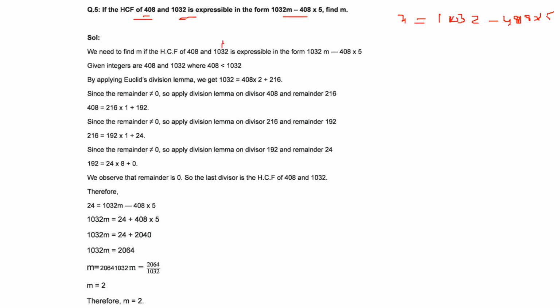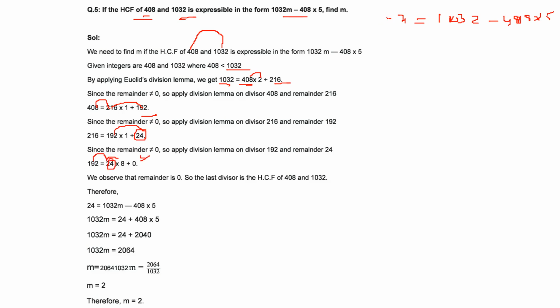We know that of 1032 and 408, the higher number is 1032. So 1032 will be represented as 408 into some number plus some number. That is the division lemma. So 1032 is 408 into 2 plus 216. We go until we get the remainder as 0, and then we get the HCF. So 408 can be written as 216 into 1 plus some remainder. 216 and 192 we'll take. 216 will be equal to 192 into 1 plus 24. Remainder is not 0, so we'll reapply with 192 and 24. So 192 is 24 into 8. We get a 0. So 24 is our HCF.